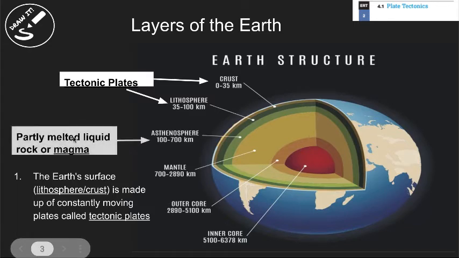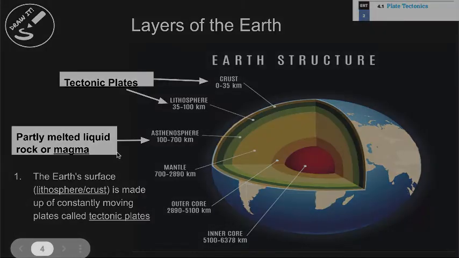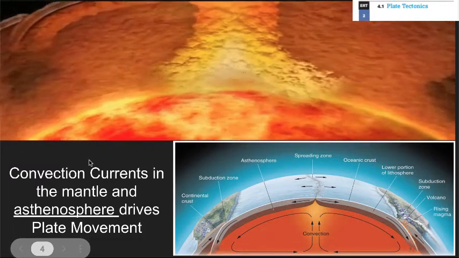The asthenosphere is this partly melted liquid rock or magma. It's this semi-solid, partly melted area that helps to push and move the plates that sit above, so the lithosphere and crust. So these two things make up our plate, and underneath we get some convection currents moving the plates around. And that's what we're getting into here.